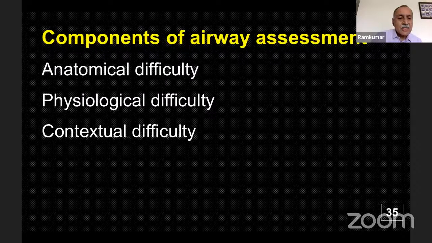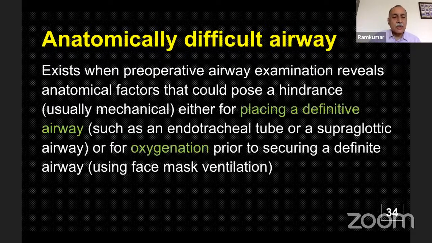And finally, the contextual difficulties, which we'll talk about in a little more detail. So these are the three major components of airway assessment: anatomical, to assess or identify anatomical difficulty, physiological difficulty, and contextual difficulty. Now, what is an anatomically difficult airway?